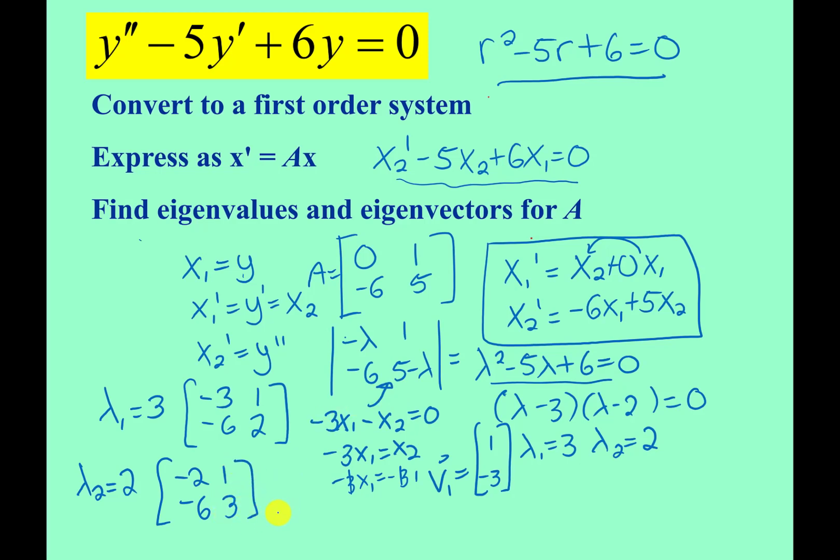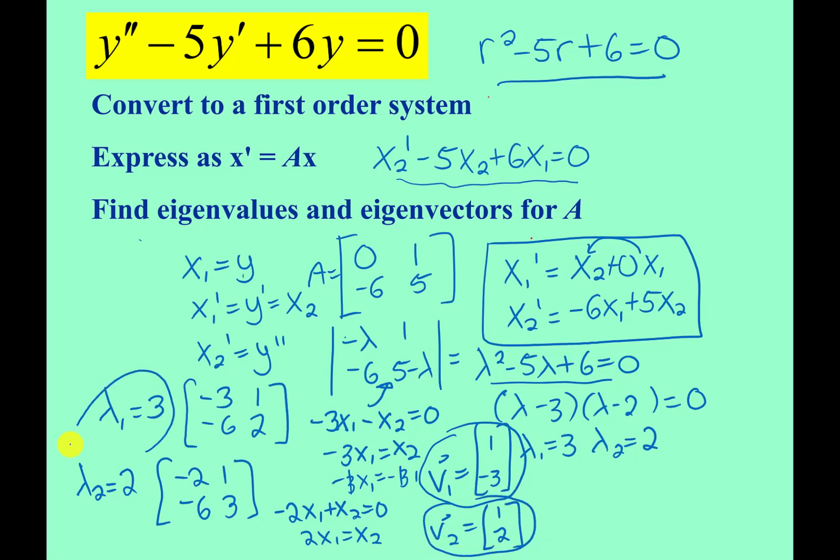Put the variables back in, and -2x1 plus x2 equals 0. So 2x1 equals x2. So for the second eigenvector, we would let x2 be 2 and x1 would be 1. So we have found our corresponding eigenvectors here that correspond with these eigenvalues.